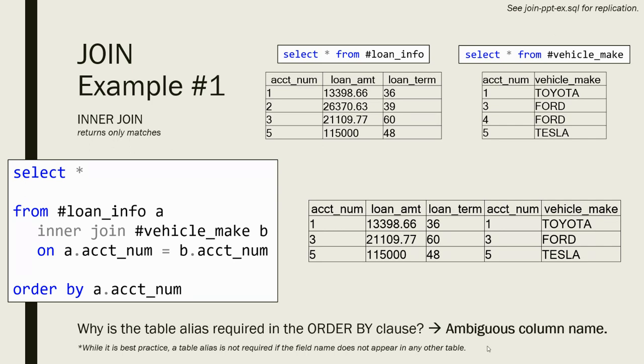And I do note that while it's best practice, a table alias is not required if the field name does not appear in any other table. So if it's unique to a single table or unique to the select list. Again, it is best practice to always use your table aliases when referring to field names in a join query. So that is the inner join. Recall that the point here is that only records with matches across the 2 tables are returned.